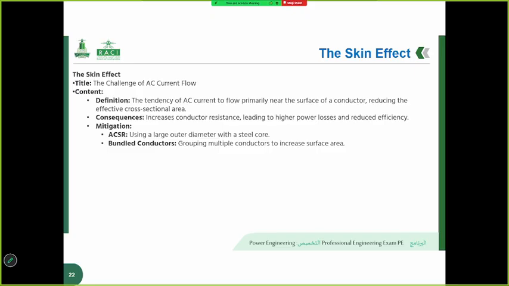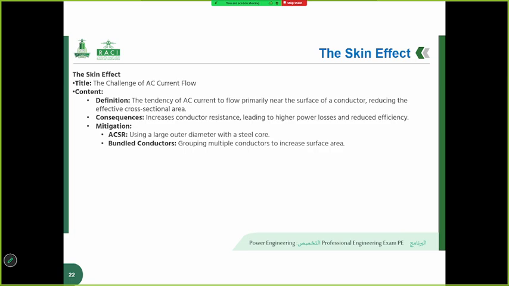Regarding the consequences, this reduced effective area has two significant consequences. First, increased resistance. Since the current is confined to a smaller area, the resistance of the conductor appears to be higher than its DC resistance. This phenomenon is known as AC resistance. Second, higher power losses. The increased resistance leads to greater power losses in the form of heat, I squared R losses. This reduces the overall efficiency of the transmission line, a major concern for long distance power transfer.